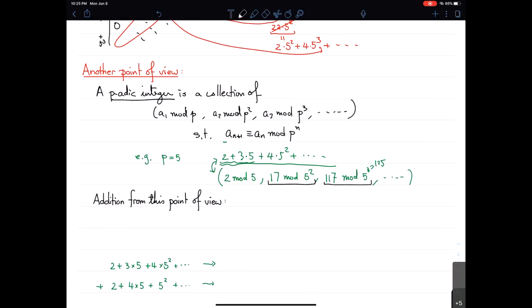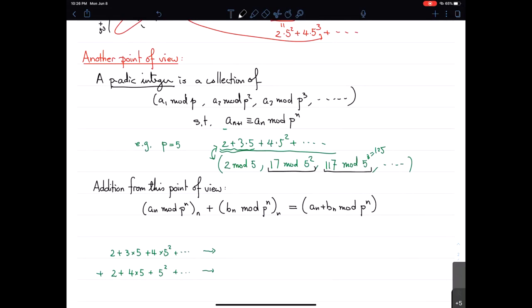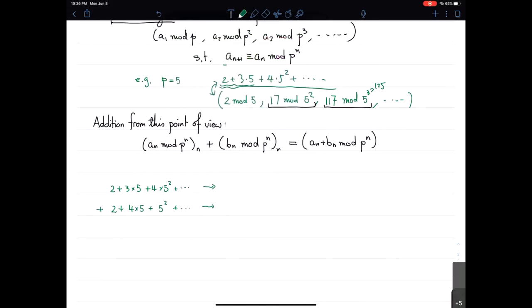Okay, so how do we think of addition from this point of view? Well, if I have a collection a_n mod p to the n, and I want to add another collection b_n mod p to the n, so each one of them has a_1 mod p and a_2 mod p squared and so on. The addition will just give me a_n plus b_n mod p to the n. So that looks really simple. But why was it so difficult for the other power series to compute the power series addition?